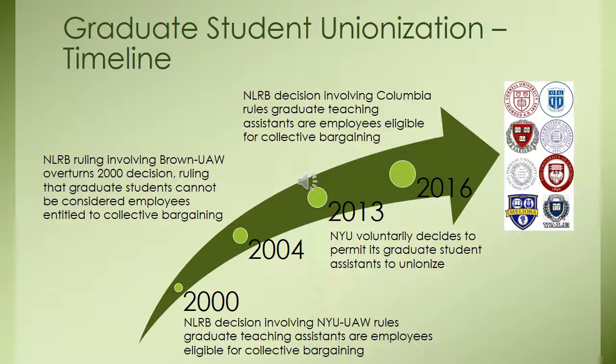Nonetheless, the NLRB's 2016 Columbia decision galvanized graduate student union momentum at many schools around the country, including Cornell, Duke, Northwestern, Syracuse, the University of Chicago, the University of Rochester, and Yale, with administrations aggressively contesting the NLRB's decision. Only time will tell if their unions will become certified.